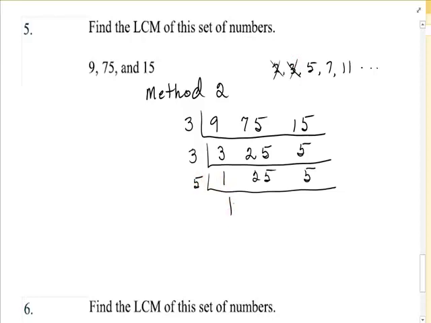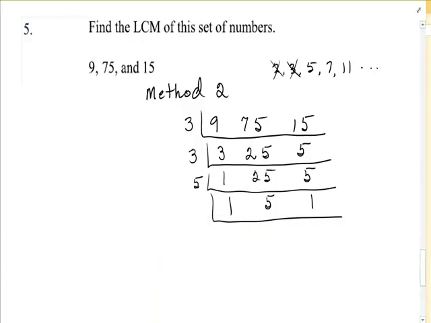5, I'll just bring down the 1. 5 goes into 25 5 times. 5 goes into itself once. Can I use 5 another time? And the answer is yes. Bring down the 1, goes in there once, bring down the 1. This means I'm done.